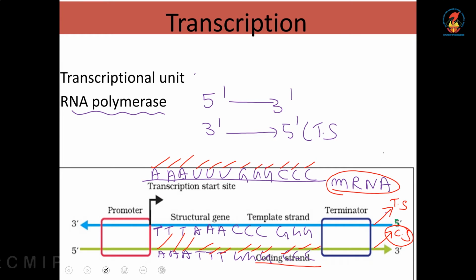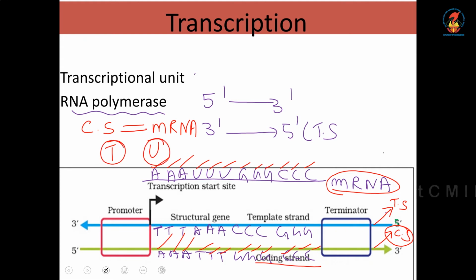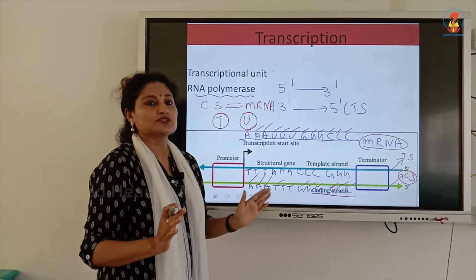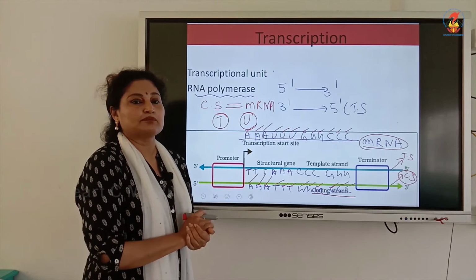So, another significance of the coding strand is that the sequence of the coding strand is very much similar to the sequence in the mRNA. But instead of thymine, it is uracil. In the case of thymine, what is placed? It is uracil. So, if they give you the coding strand and ask you to find out the sequence in the mRNA, you can write exactly similar to the coding strand, except T is replaced by U.